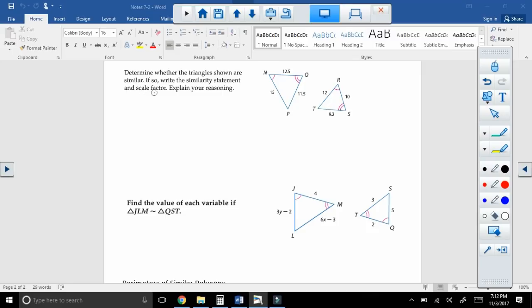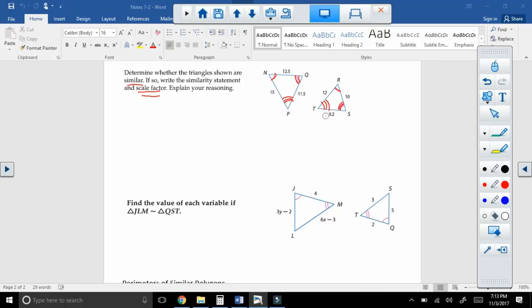For this one here, it says, are these similar? If so, we want to write a similarity statement and give the scale factor. Well, looking at this, I do know that all of those angles are congruent, even though only 2 of them are marked. If you remember from a previous chapter, we have the third angles theorem. I think it was in section 4.3, where if you have 2 angles congruent to 2 angles in another triangle, those third angles have to be congruent. So now I just need to check and see if these sides are proportional.